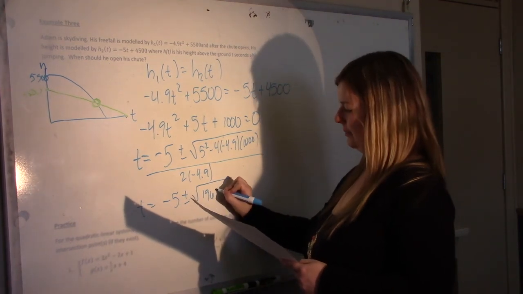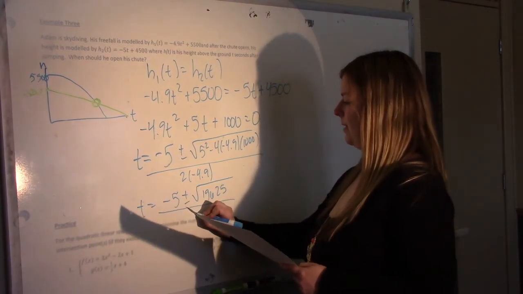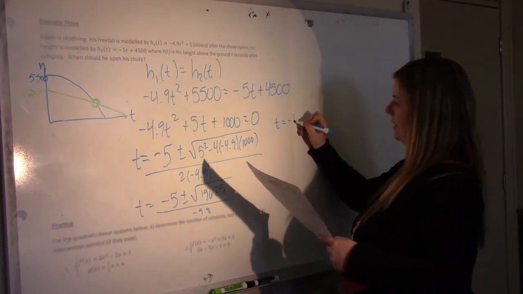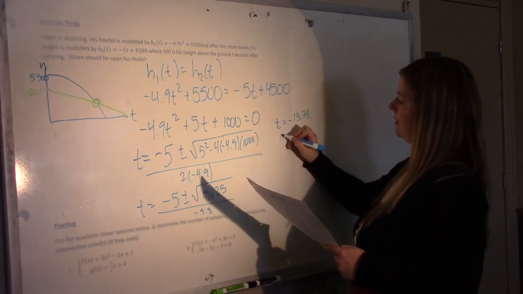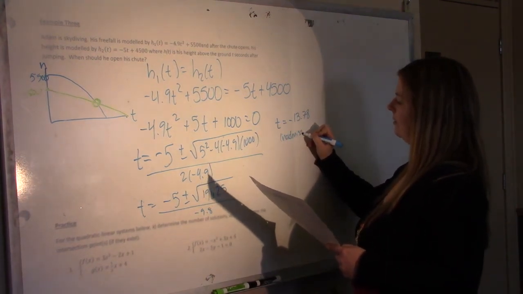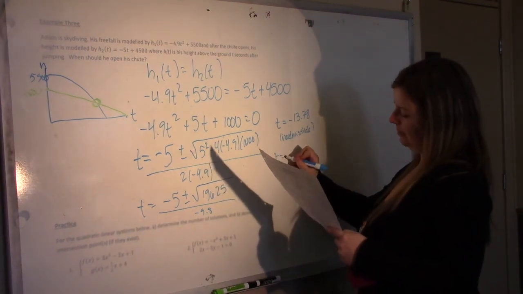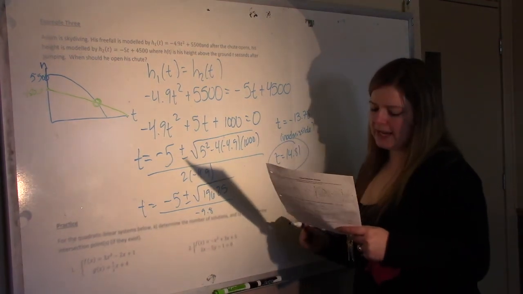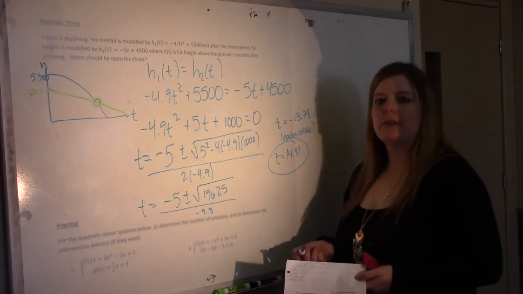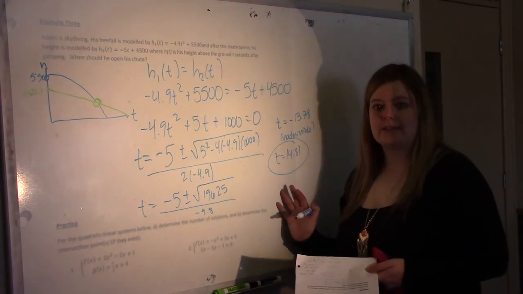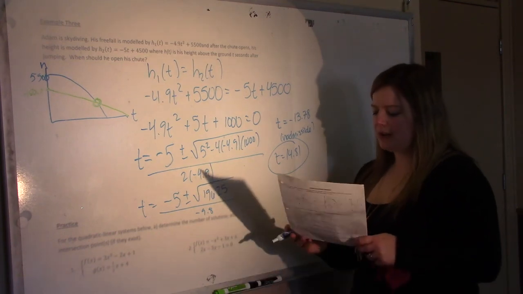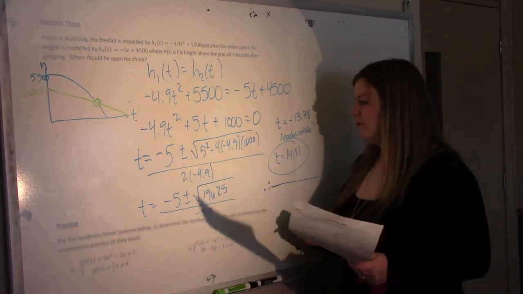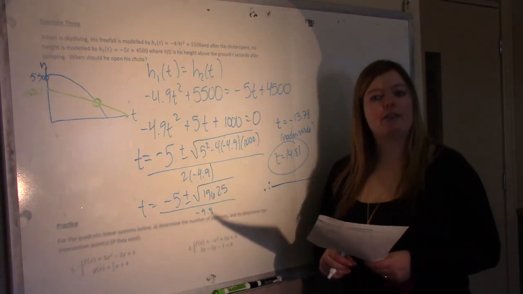If you do my trick and find what's underneath the square root first, that should be 19,625, over minus 9.8. So you'll get t equals minus 13.78, which is inadmissible because time can't be negative. And you'll get t equals 14.81, which is our answer. Notice that it just asks when he should open his chute. We don't need to know the height at which that occurs, so you're fine with just this solution. Then you can write a nice little therefore sentence. Therefore, Adam should open his chute after 14.81 seconds of free fall.